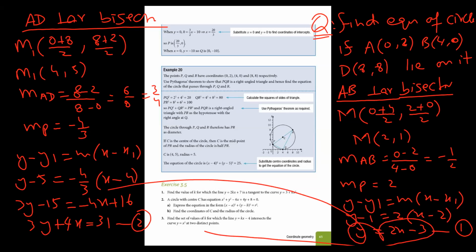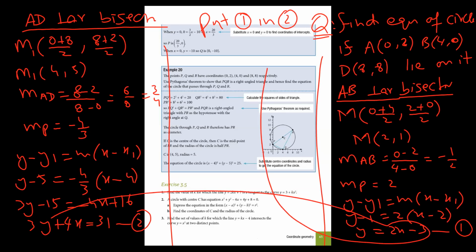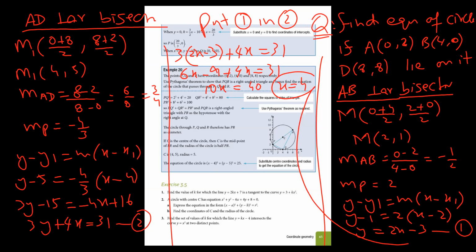This y value I will plug in here. Okay, I'm doing it in the middle of the page. So put equation 1 into equation 2. I repeat, put 1 into 2. I mean, this y value, I'm going to put it here. So 3 times (2x minus 3) plus 4x equals 31. And this is 6x minus 9 plus 4x equals 31. And I'm getting here 6 plus 4, 10, and this becomes 40. So x becomes 4. This 4, you keep it here or there. 4 twos are 8, 8 minus 3 gives 5. So y becomes 5. So Alhamdulillah Rabbil Alameen, the center turned out to be 4, 5, and now the radius.